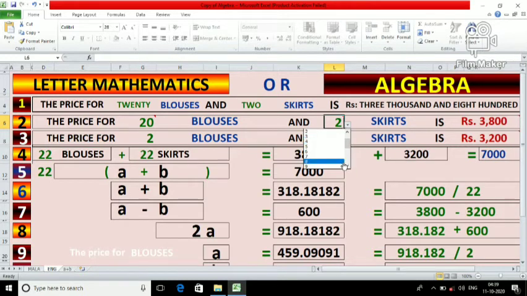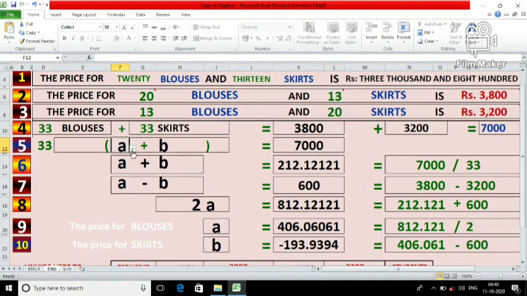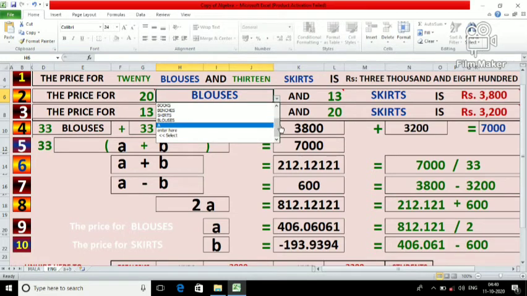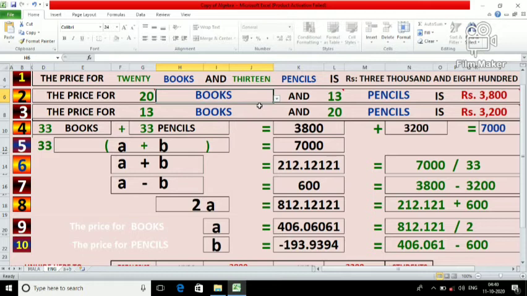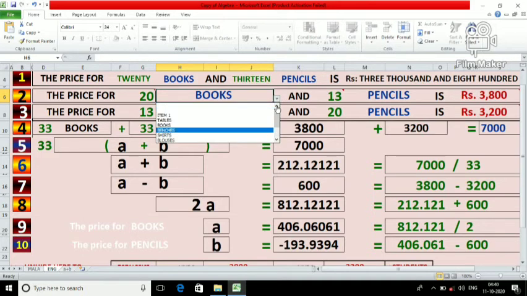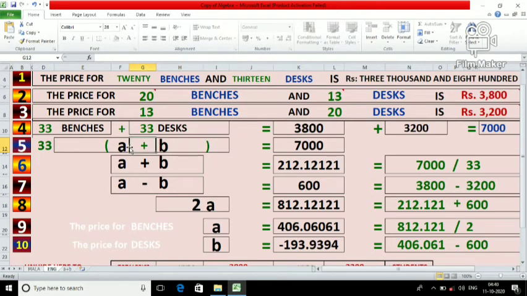From this pop-up window we can change the numbers also. So here also we can change the variables, A to Z we can change. Suppose we are selecting here benches and desks. Then we can enter here B for benches, then D for desks.